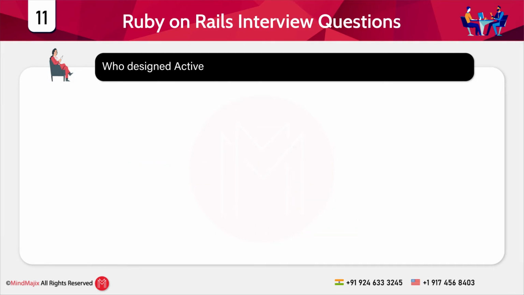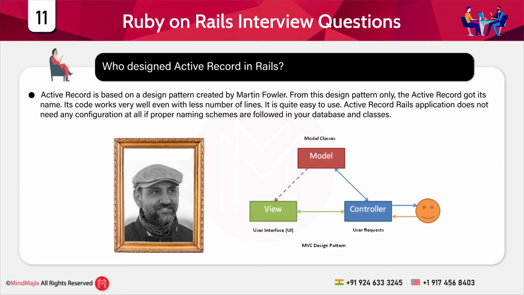To design Active Record in Rails. Active Record is based on a design pattern created by Martin Fowler. From this design pattern only, Active Record got its name. Its code works very well even with a small number of lines. It is quite easy to use. An Active Record Rails application does not need any configuration at all if proper naming schemes are followed in your database and classes.